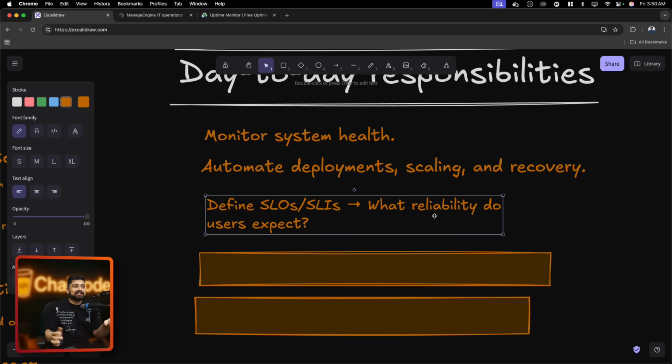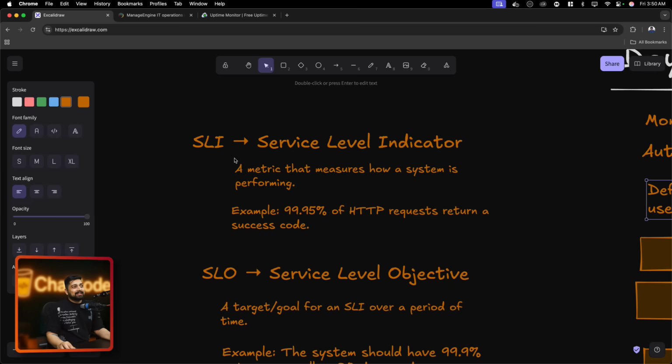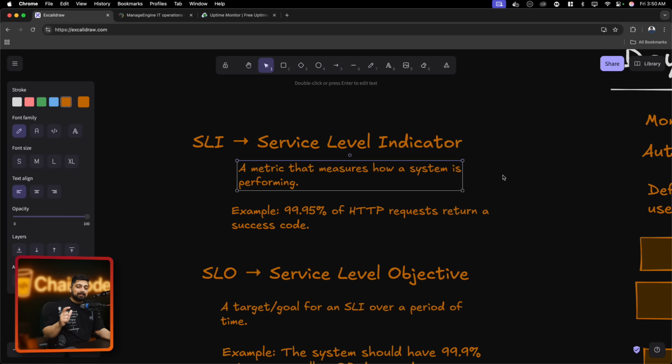But what are these SLAs? What are these SLIs? So this is one of the things. SLI is a service level indicator. This is a metric that measures how a system is performing. You might have seen some websites which give you those green dots, showing that our system is all up and running, our system is all functioning. This is SLI, the service level indicator.